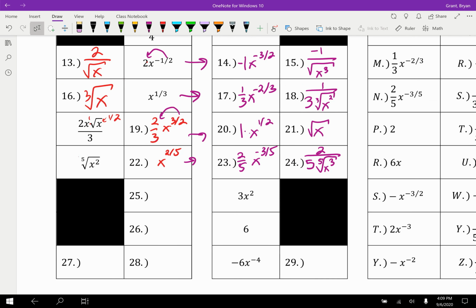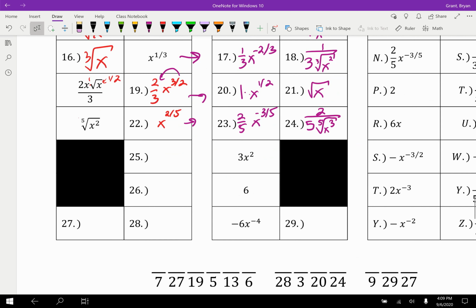Now, these last 3 look like they're going backwards. Really stepping it up. I think one of them we can do quickly. This one we can rewrite. That's negative 6 over x to the 4th. What about the other way? Well, we have to think.